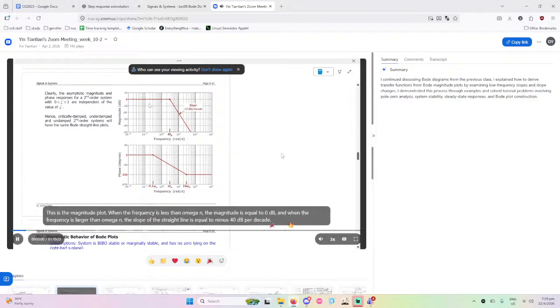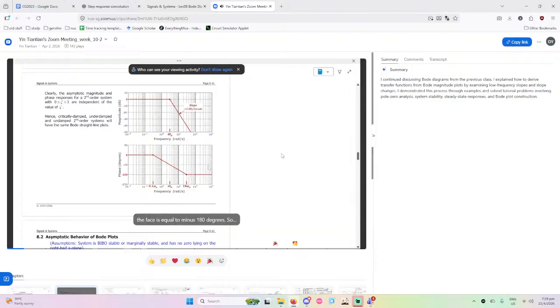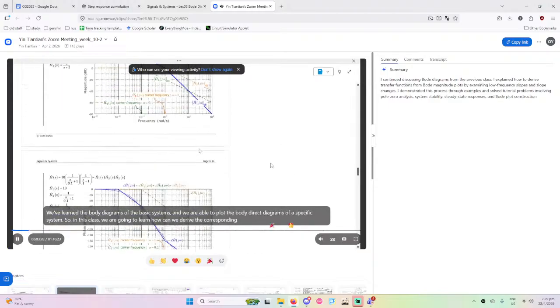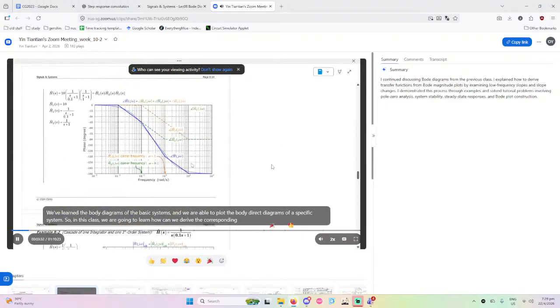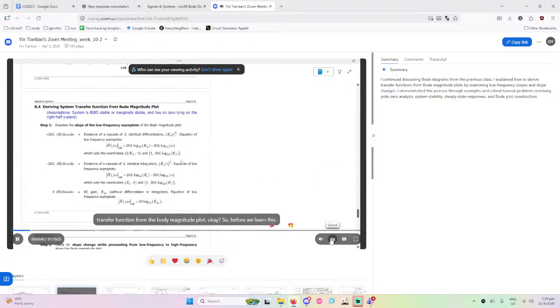When the frequency is less than omega n, the magnitude is equal to 0 dB, and when the frequency is larger than omega n, the slope of the straight line is equal to minus 40 dB per decade. In the phase plot, when the frequency is less than 0.1 omega n, the phase is equal to 0 degrees, and when the frequency is larger than 10 omega n, the phase is equal to minus 180 degrees. So we've learned the Bode diagrams of the basic systems, and we are able to plot the Bode diagrams of a specific system. So in this class, we are going to learn how we can derive the corresponding transfer function from the Bode magnitude plot.